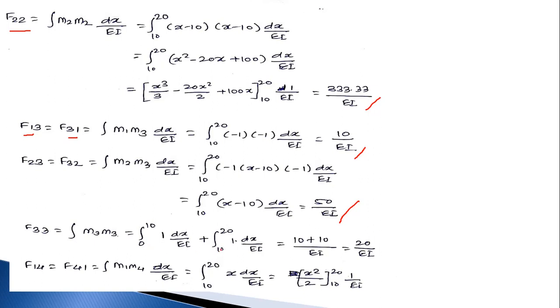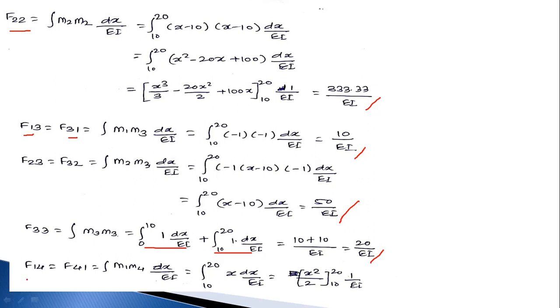Now AC is 10 to 20, so the limits are changed, that is 1 into dx upon EI. This is the BC portion, and this is the AC portion. The m3 values are different for BC and AC portions. That's why we consider them separately, because the limits are different. So solving this equation, we got f33 becomes 20 upon EI.